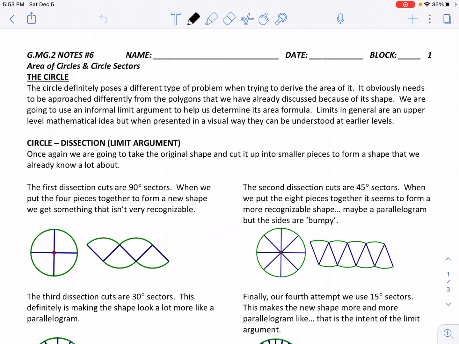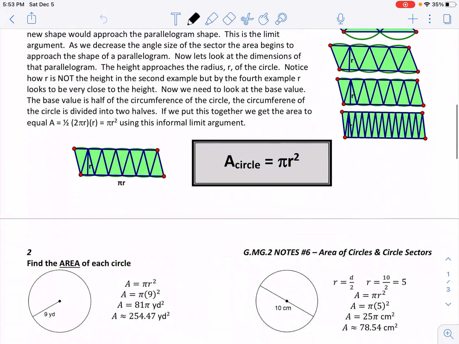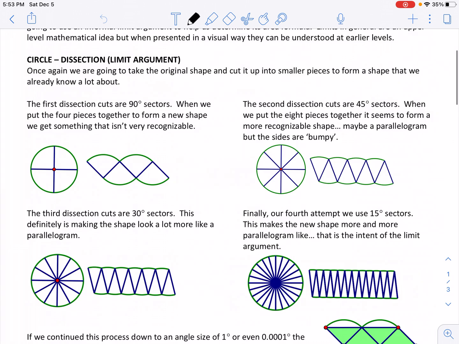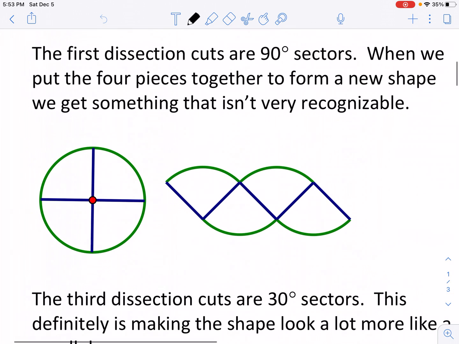All right, so we're going to be looking at the area of circles and circle sectors, and the argument that we're going to make here, in terms of being able to show where this equation comes from, the area of a circle being pi r squared, is we're going to take a circle here. We're going to use that process that we looked at earlier of dissection, in which case we're going to cut this circle into 4 pieces, specifically at 90-degree angles, and then we're going to take these pieces and rearrange them so that they form this figure.